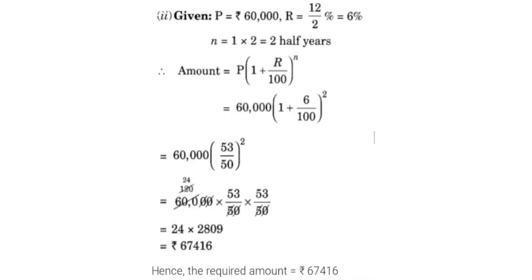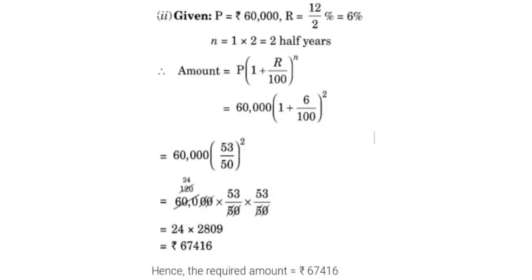Now see the second one, after 1 year. So here principal is same, 60,000. Rate of interest is what? 12 upon 2 is equal to 6%. Why divide by 2? Because it is given half yearly, that's why we will divide it by 2. And the time is 1 year. 1 year means there are 2 half years.